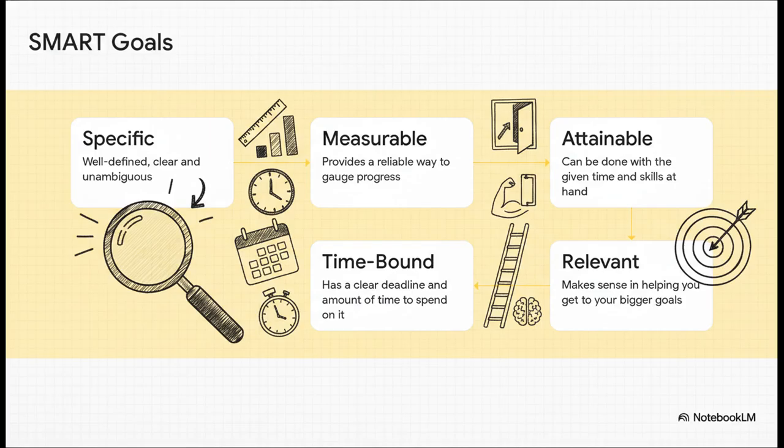S is for specific, so "reduce anxiety" becomes "practice breathing exercises for 5 minutes daily." See? Much clearer. M is for measurable. How are you going to track progress? A is for attainable. Is this actually realistic for the client right now? R is for relevant. Does this goal actually help with their bigger picture goals? And finally, T is for time-bound. It needs a deadline, like by our next session. This whole framework is what turns good intentions into a real solid plan.